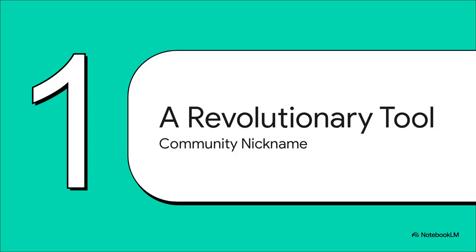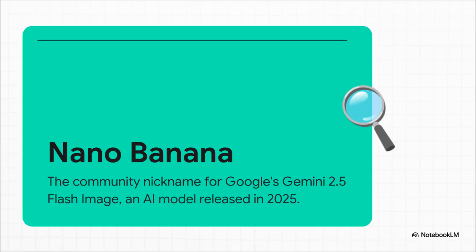Okay, so first things first, let's be clear about what we're actually talking about here. This isn't just some random new app you download. No, this is a major leap forward in technology. And it all started with a simple nickname that its community came up with. So here it is, Nano Banana. Yeah, that's the fun, catchy name the community gave it. Its official, more corporate title is Google's Gemini 2.5 Flash image. But honestly, Nano Banana just fits so perfectly. Nano because it's incredibly lightweight and fast, and banana because, well, what you can do with it is just bananas.